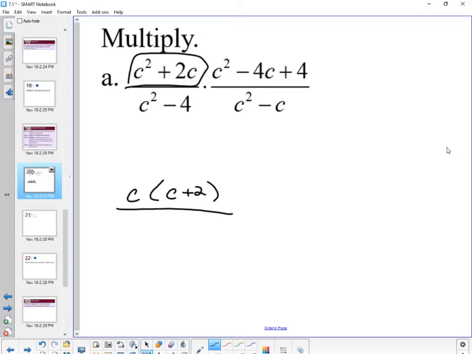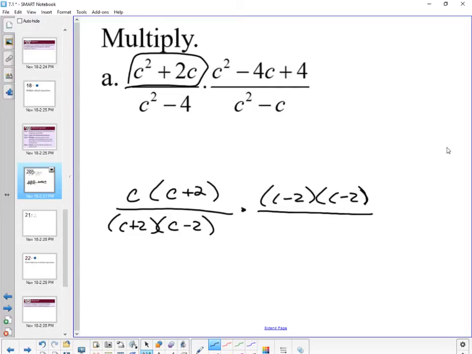In the denominator, that's the difference of squares. So I'm going to get conjugates. C plus 2, C minus 2. Going over to the other numerator now. That's a perfect square, isn't it? So that's going to give me C minus 2, C minus 2. I could write it as a square, but I want to see all of them. And in the bottom, I can factor out a C. That will leave me with C minus 1.